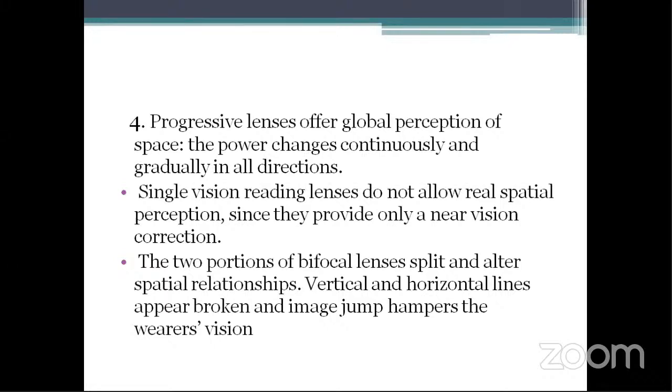Next, the fourth advantage we are talking about. Progressive lenses offer global perception of space. This means the power changes continuously and gradually in all directions. Single vision reading lenses do not allow real spatial perception since they provide only a near vision correction. The two portions of bifocal lenses split and alter the spatial relationships. Vertical and horizontal lines appear broken and image jump hampers the wearer's vision.